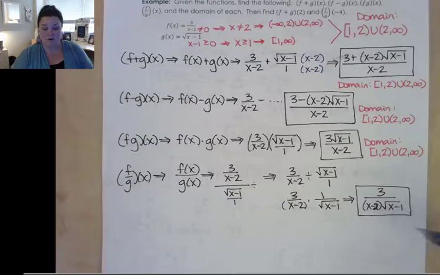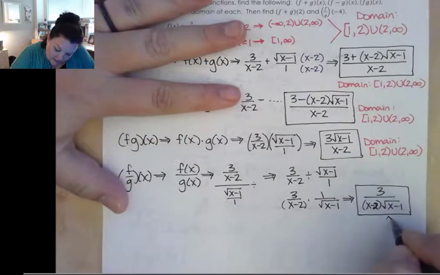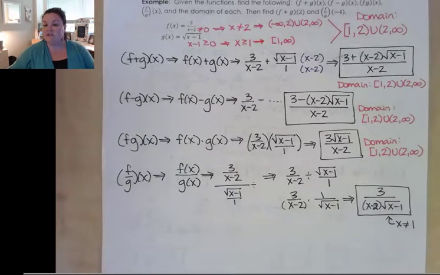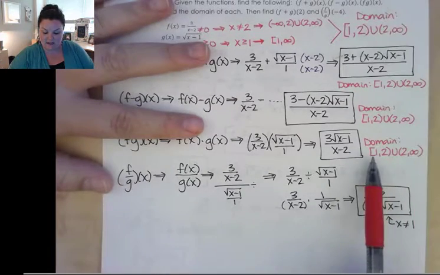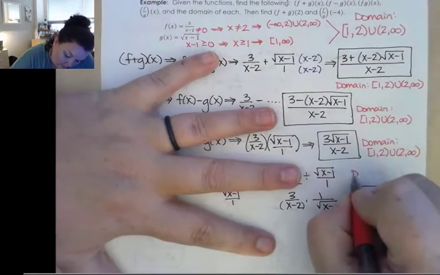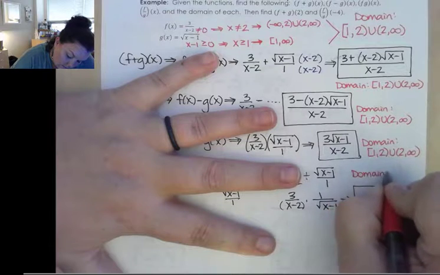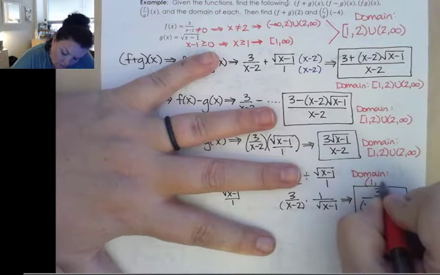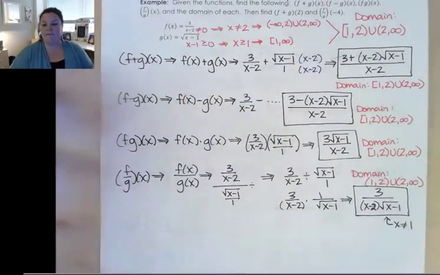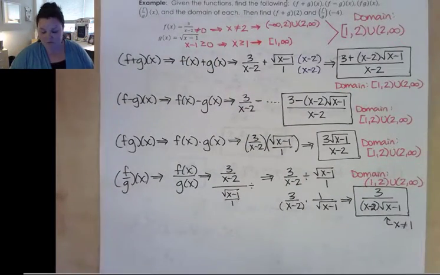I can't have a 0 in the denominator. So right here, I now know that x cannot equal 1. So that's the only adjustment I have to do to my domain: I can no longer use a bracket on the 1. I need to use a parenthesis. Okay. So here my domain is going to be a parenthesis at 1 over to 2 and then 2 to infinity. All right, so now I have all 4 functions done.